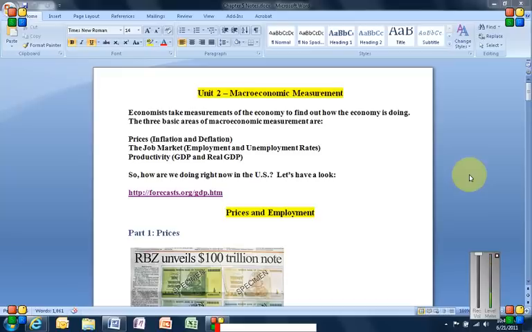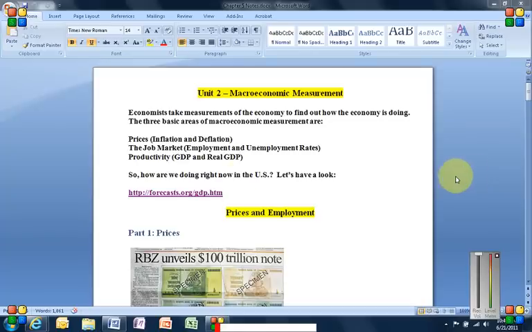These are not the only areas of measurement, though. One is prices. So we take a look at prices to judge whether they're rising and how quickly they're rising, and that would be inflation in that case, as well as deflation, where prices are declining. We also use inflation figures and price indexes to make conversions from one year to another to be able to compare apples to apples. The job market is another area of focus, specifically employment and unemployment calculations, as well as productivity. GDP and real GDP are ways for us to judge for any country how productive they are in terms of the goods and services they're producing for sale.